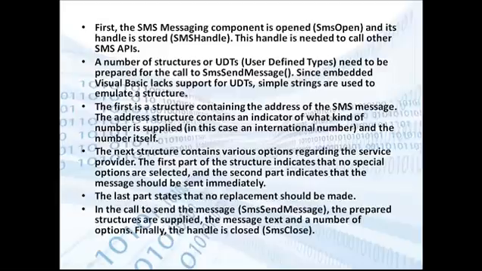The first is a structure containing the address of the message. The address structure contains an indicator of what kind of number is supplied and the number itself. The next structure contains various options regarding the service provider. The first part of the structure indicates that no special options are selected, and the second part indicates that the message should be sent immediately. The last part states that no replacement should be made.